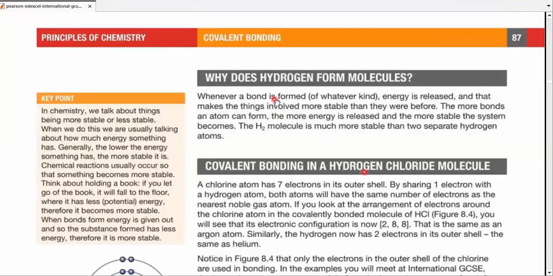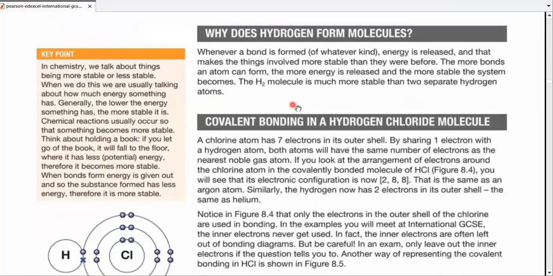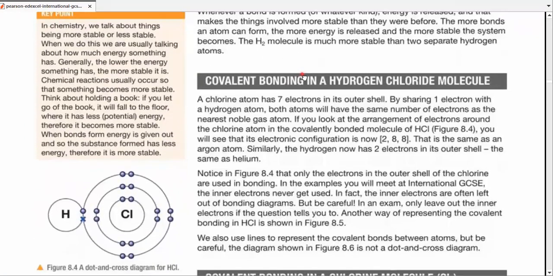Moving on, why does hydrogen form molecules? Whenever a bond is formed, of whatever kind, energy is released, and that makes the things involved more stable than they were before. The more bonds an atom can form, the more energy is released, and the more stable the system becomes. So an H2 molecule is much more stable than two separate hydrogen atoms. So remember, the need for bonding is basically stability.